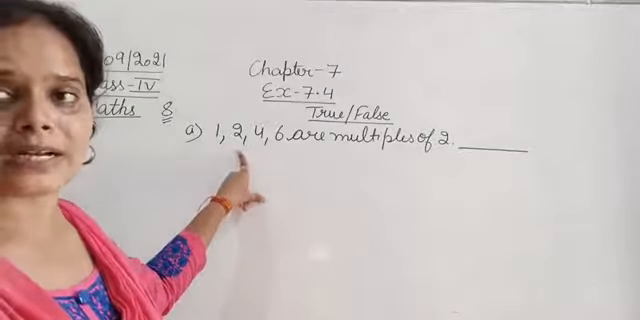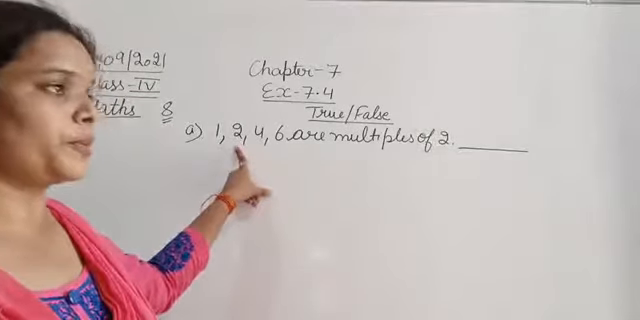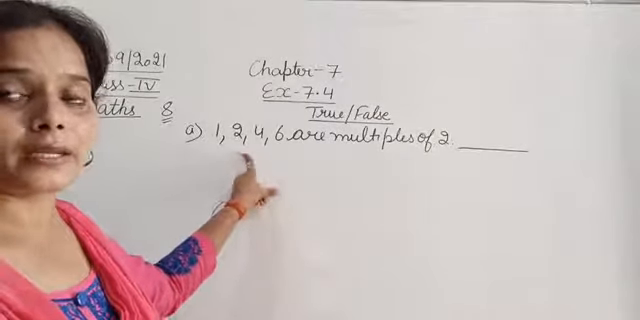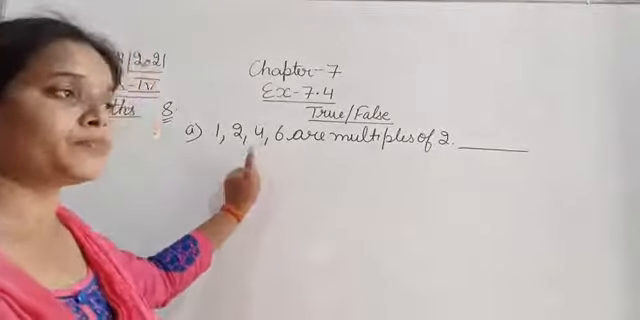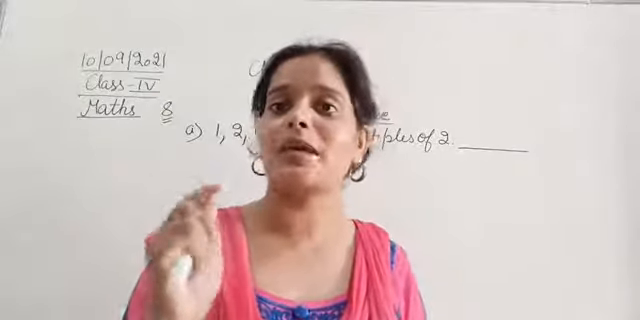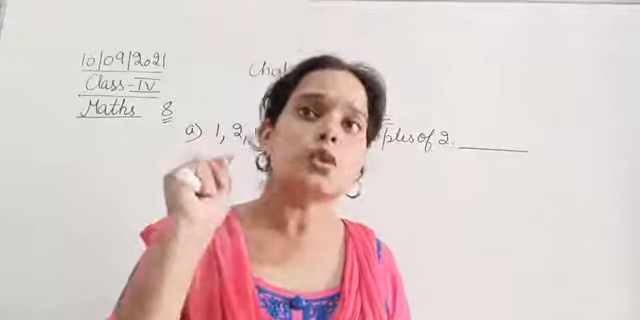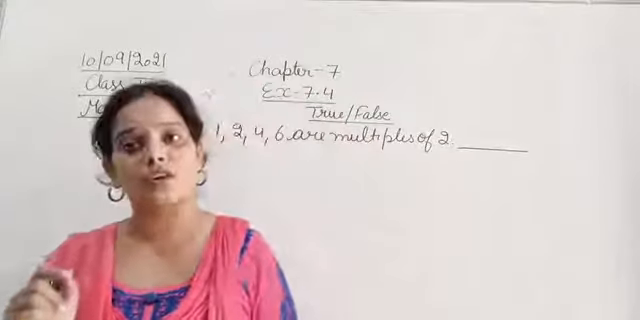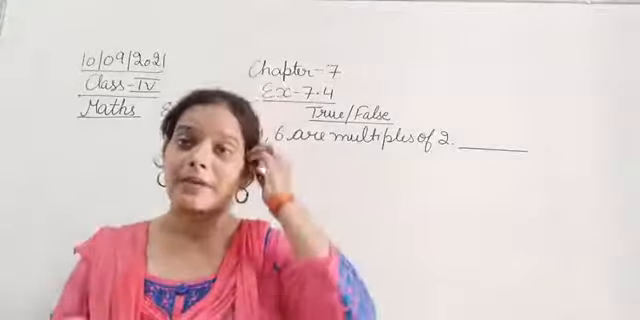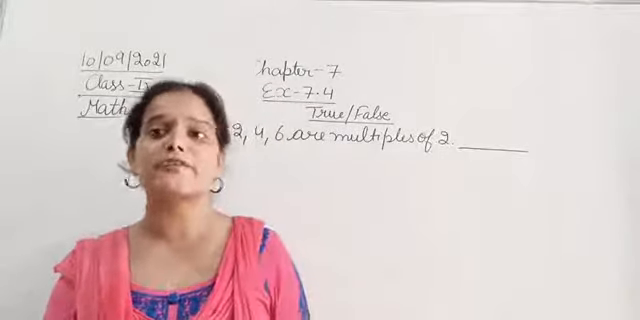So 1 is not a multiple, but देखिए 2 के टेबल में 4 भी आता है, 2 भी आता है, 4 भी आता है, 6 भी आता है. So that means 1 is not the multiple, but the rest 3 are the multiples. But अगर हमारे पास question में मान लीजिए 10 दिए हैं, उसमें से अगर एक भी आपका उसमें से multiple नहीं है, so in that case you are going to write the false only. So question देखिए उन सबके बारे में पूछा है, चाहे सब सही है, but एक अगर उसमें से गलत है, so you will write false.